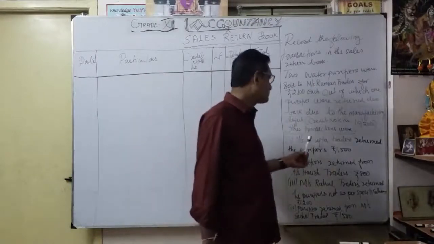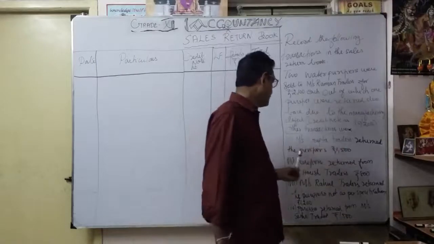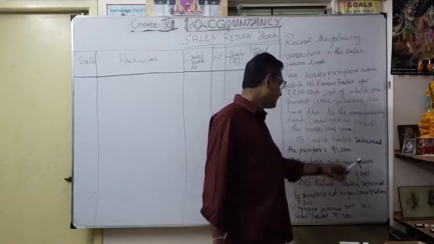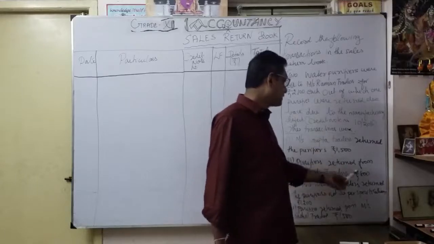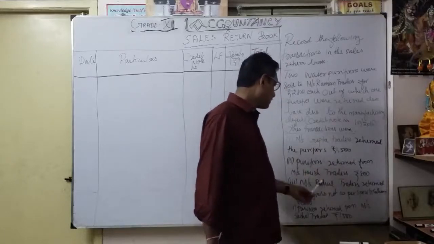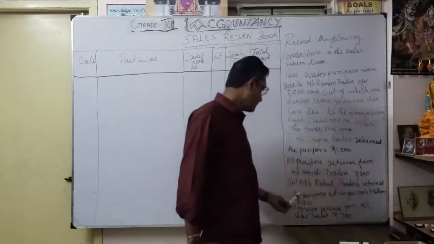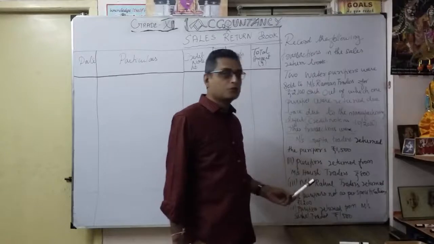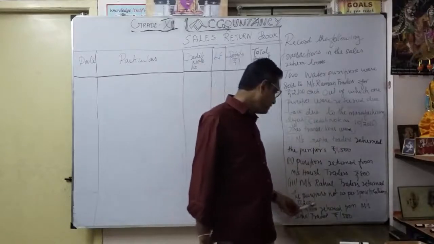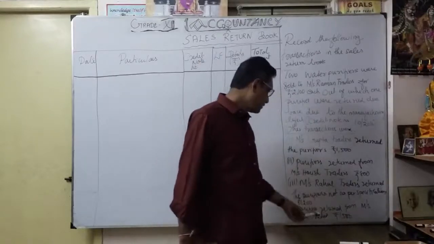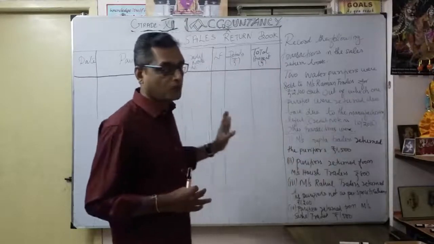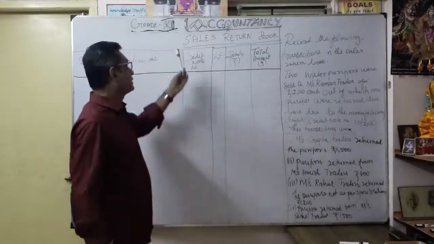Other transactions: not only Raman Traders, we received goods returned from many customers. One is from Gupta Traders, who returned a purifier worth 1,500. Then a purifier returned from Harris Traders, 800. Then Rahul Traders returned purifiers not as per specification, value 1,200. Then purifiers returned from Sushil Traders, 1,500.